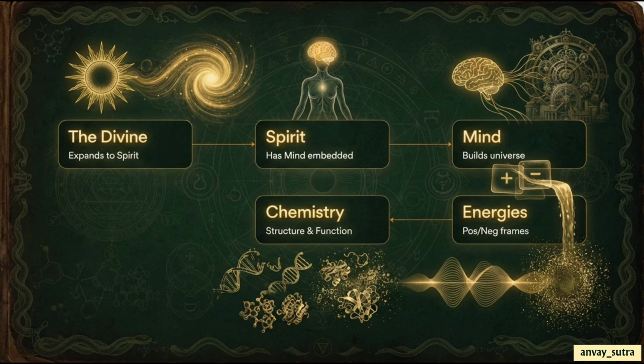Tiller states that the divine expands into the spirit. Now, for the spirit to actually experience things, it has the mind embedded right within it. Tiller cleverly calls the mind the builder. To give itself a learning experience, the mind actually builds the physical universe through two overlapping energetic frames. From these subtle energy frames springs actual, tangible substance. That substance takes on structural forms, which then ultimately give us our biological, bodily functions.